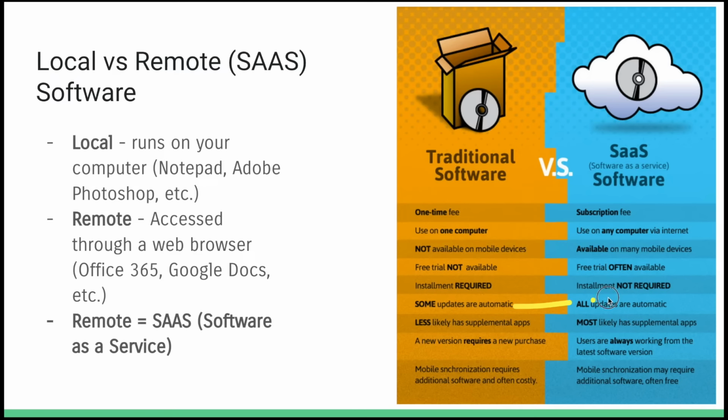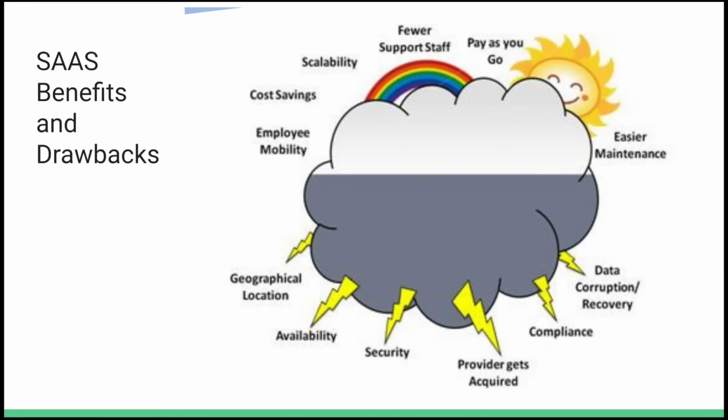And updates. Updates you oftentimes need to download, or they're automatically downloaded for you, versus in SaaS software like Google Docs, you generally won't even see the updates happening. All of a sudden, one day you might just log in and the UI looks slightly different, or some feature works slightly differently. Now, there are some benefits and drawbacks to SaaS or remote software specifically.